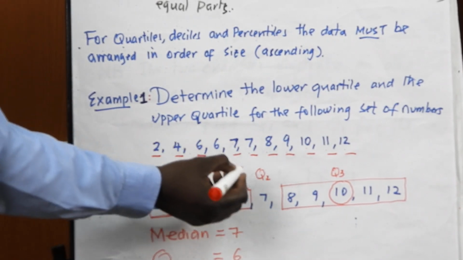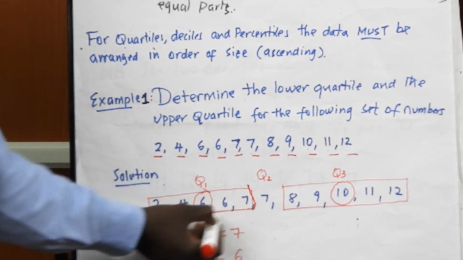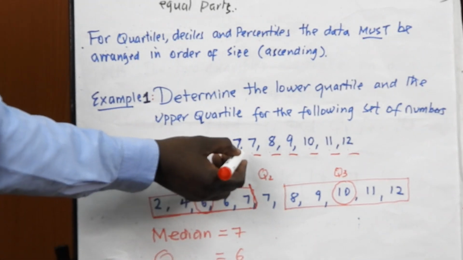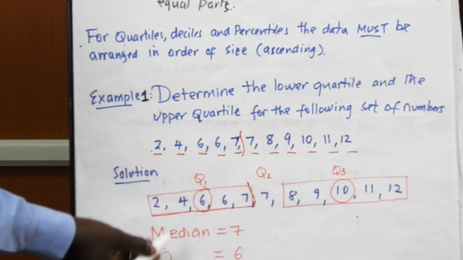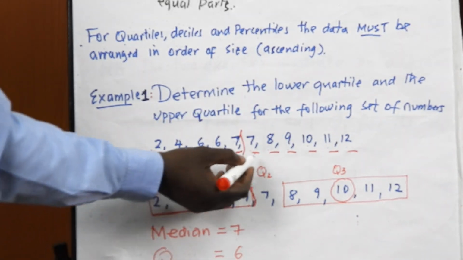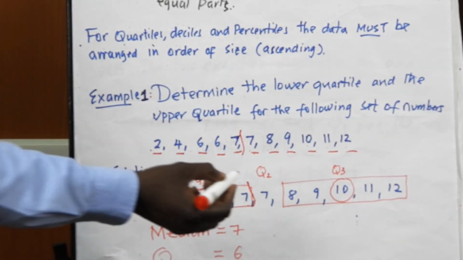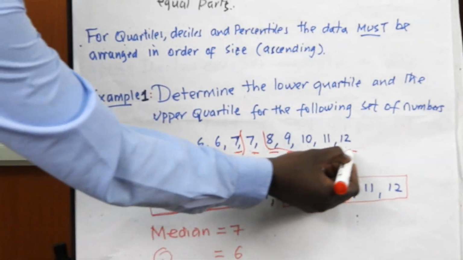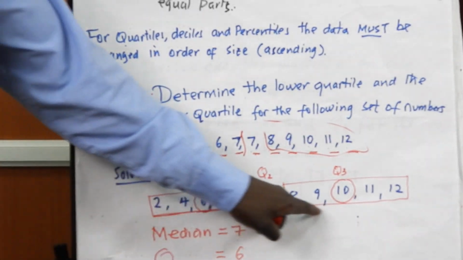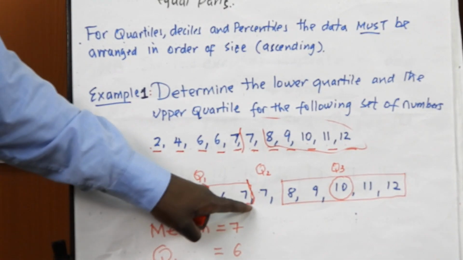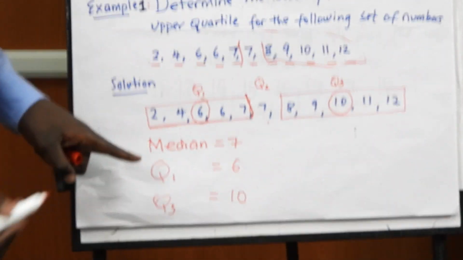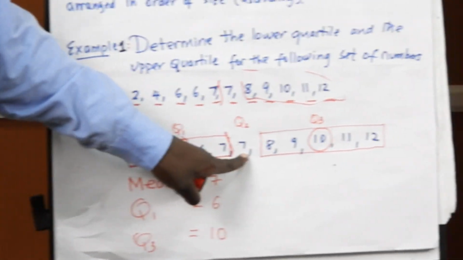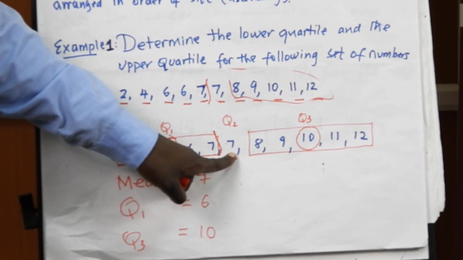If we divide, because they're 11, we can have the first 5 here, the lower 5, from 2 to 7. Then because they're 11, 1 will remain in the middle, which is 7. Then we'll have the upper 5. So these are the upper 5, and these are the lower 5. The middle one is what we call the median. The 7, in this case, is alone, and is what we call the median.